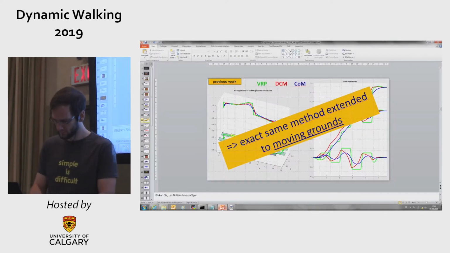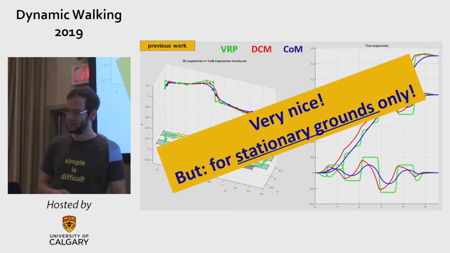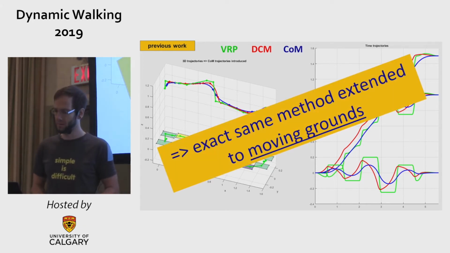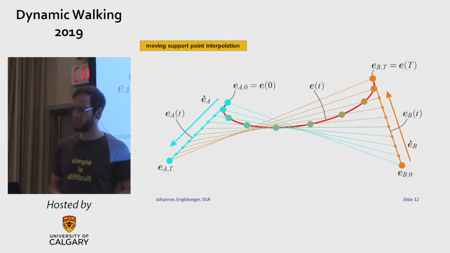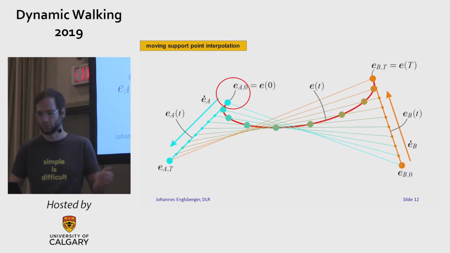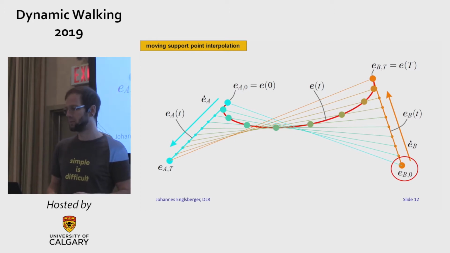This method, as you can see, is really very nice. I really love it. But it supports stationary grounds only. So the main idea here is to extend the exact same method to moving grounds. So the main idea here is to have a support point A that moves along a support surface or support ground A with the corresponding velocity, and a support point B that moves along a support surface B.